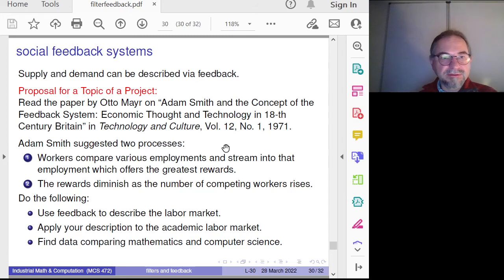But then the rewards will actually also, in a competing labor market, diminish if you have many more workers choosing that type of employment. So that's kind of a contradiction, but there is this back and forth process. So there are these action and reaction forces, which can be described by feedback.